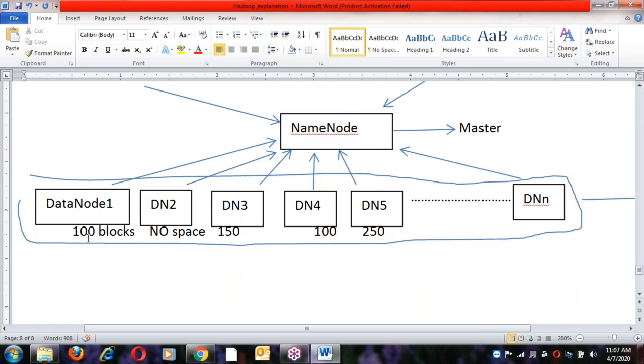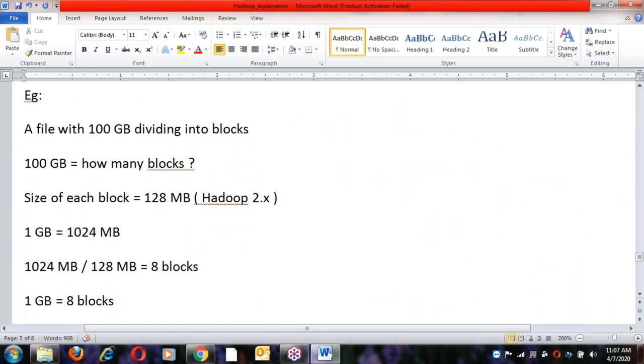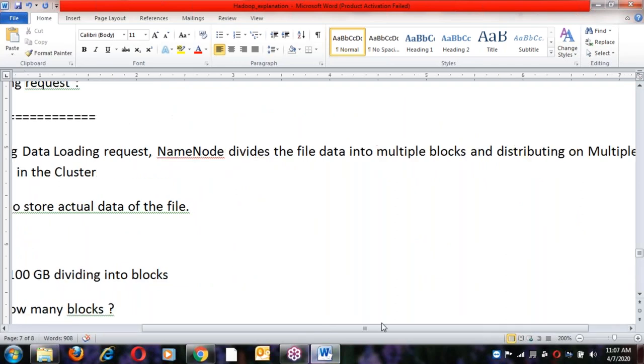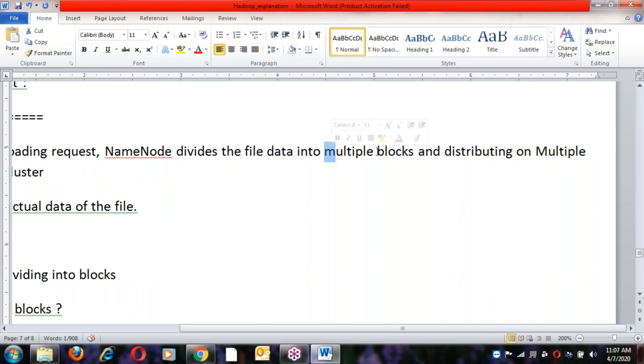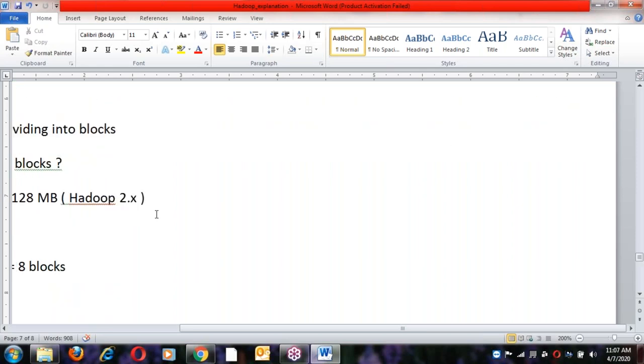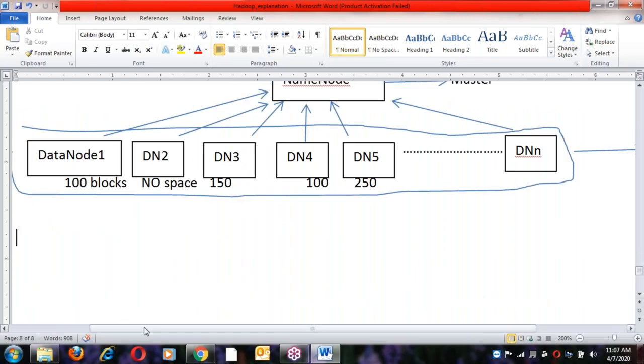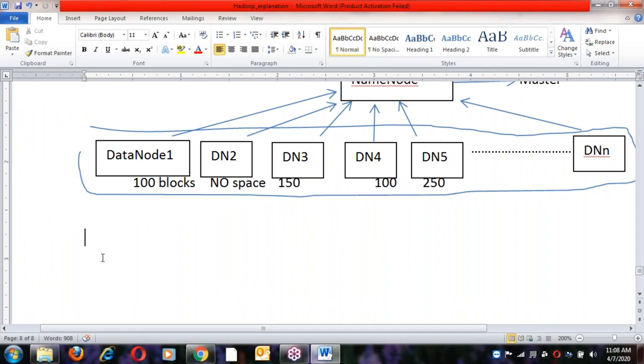So the name node takes the data loading request. First, the name node receives the request and divides the file data into multiple blocks. Those blocks are then distributed onto multiple nodes in the cluster, depending on space availability. So this is data distribution.